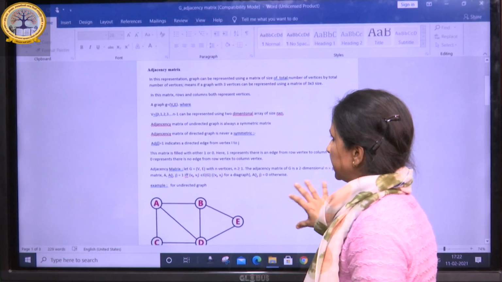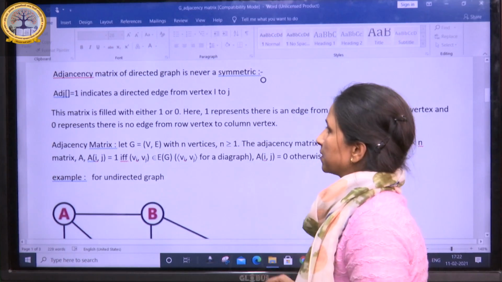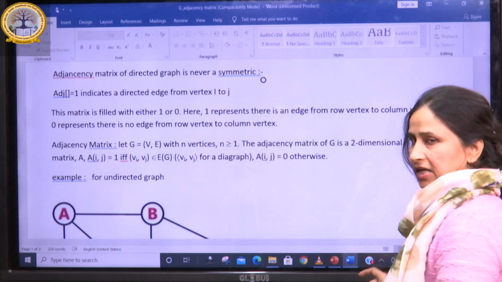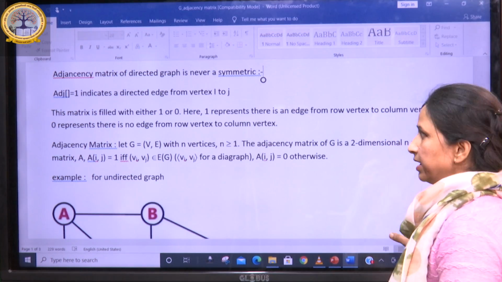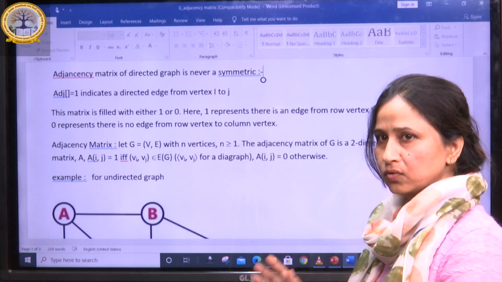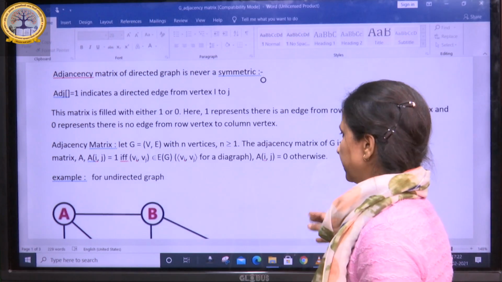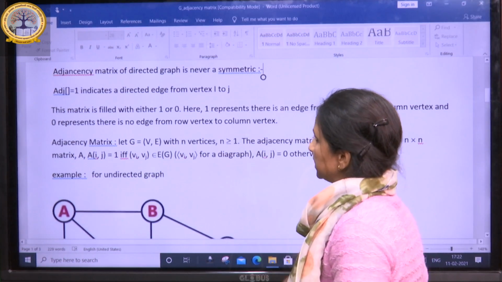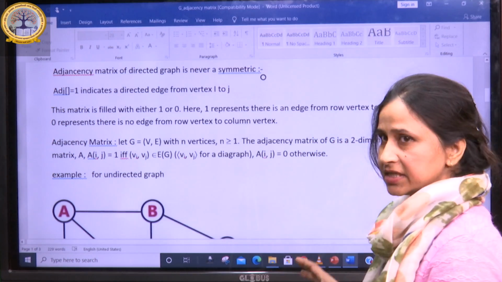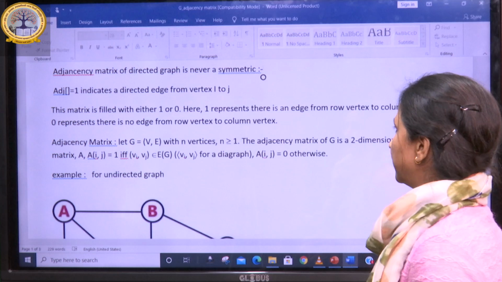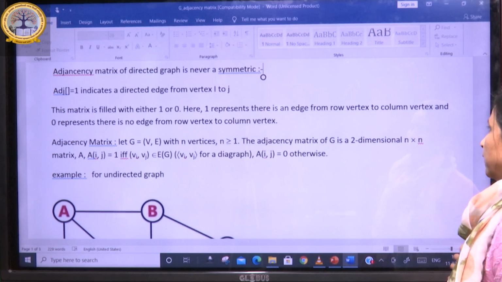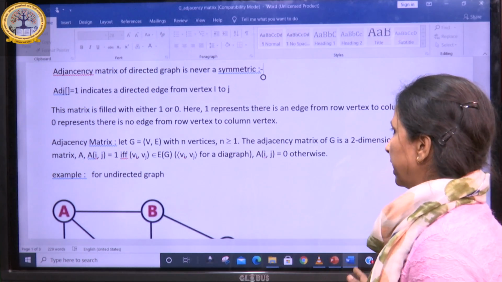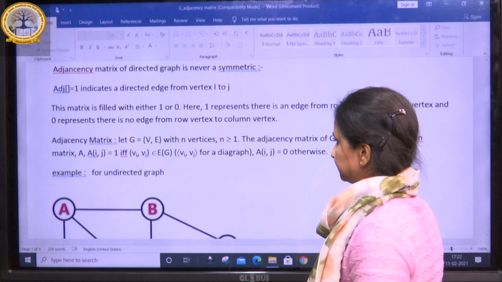In the adjacency matrix, 1 indicates a direction from vertex i to j, and 0 indicates that there is no edge between two nodes. This matrix is filled with either zeros and ones. Here 1 represents an edge from row vertex to column vertex, and 0 represents that there is no edge from row vertex to column vertex.